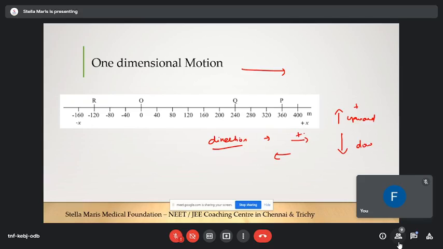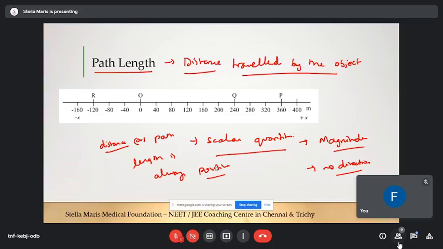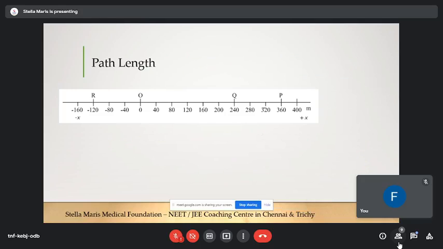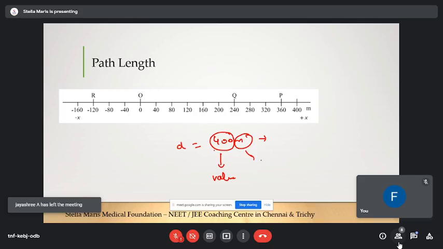We'll take this example. This shows the motion of a car. These are the positions of the car, that is 200 meters, 240 meters, 280 meters, and O is nothing but the origin. The car was here initially. This is where the car has started, and R, Q and P are different positions of the object. So 40, 80 and 120 are the positions of the object.